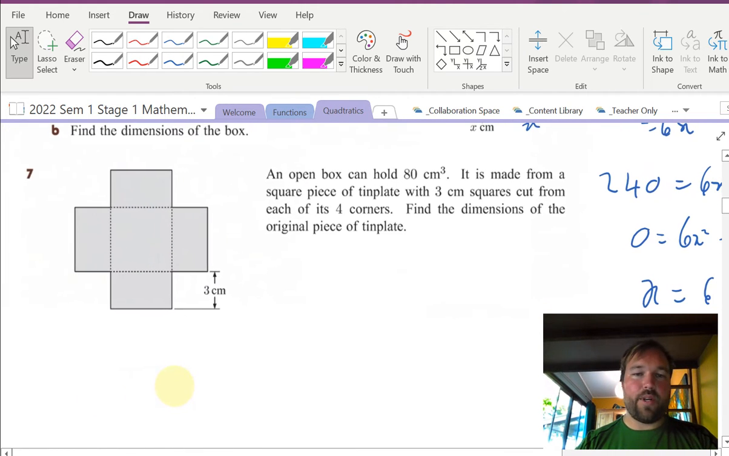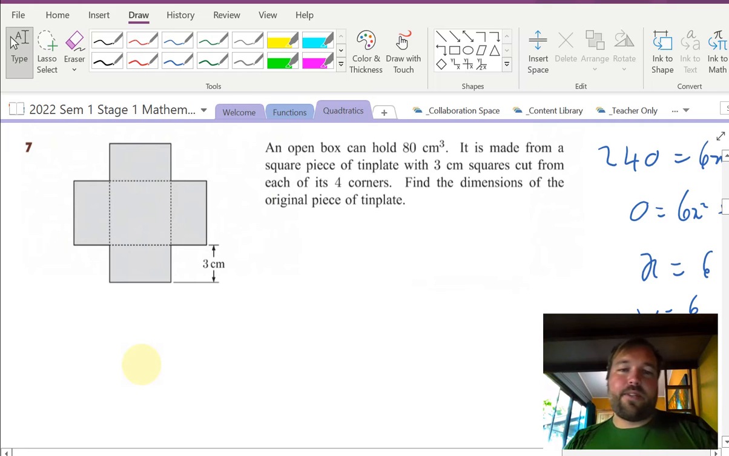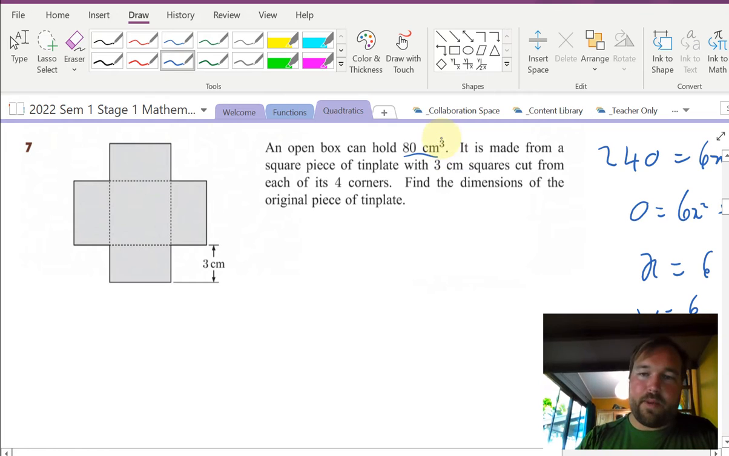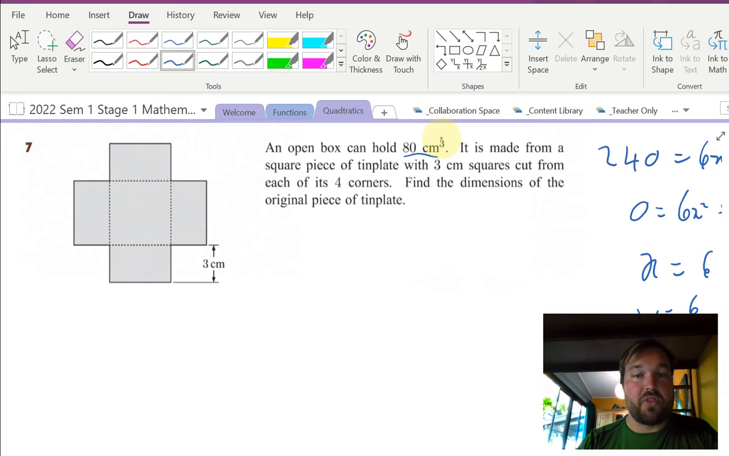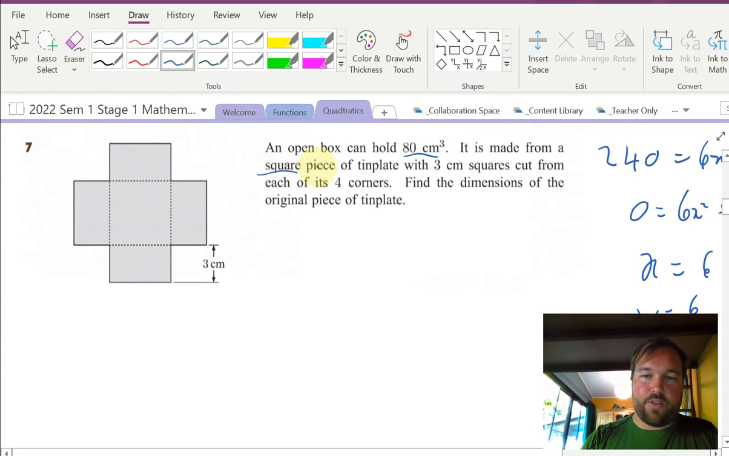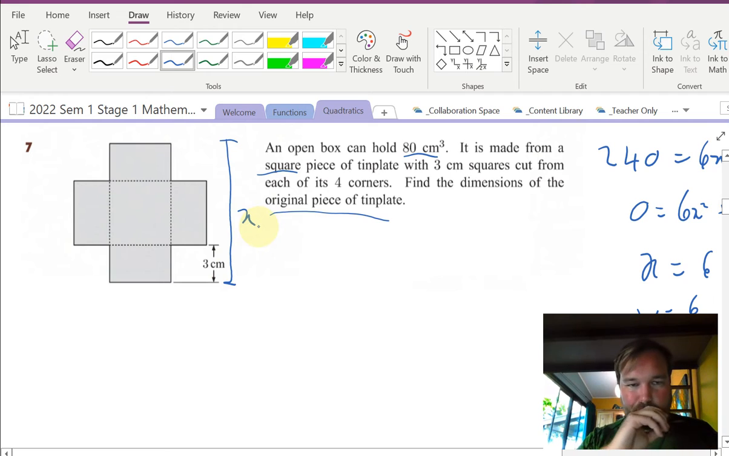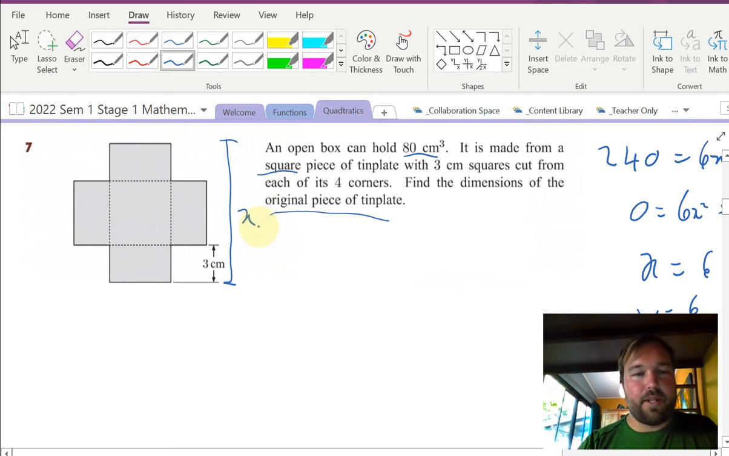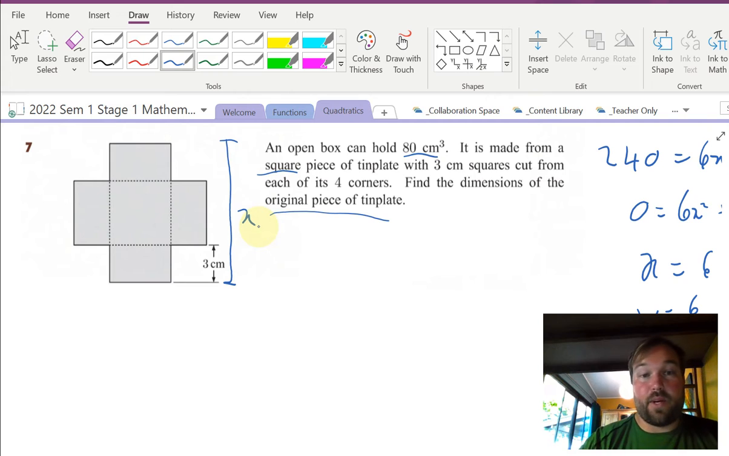All right. Question 7. An open box can hold 80 cubic centimeters. Note volume. It is made from a square piece of tin plate with 3 centimeter squares cut from each of its 4 corners. Find the dimensions of the original tin plate. All right, so it was originally a square, and when it says find the dimensions of the original tin plate, I would let this entire thing here be x. There's probably more than one way to do this, but let's make that entire thing be x, because that's what it asked for. It asked for x, which is the original dimensions.